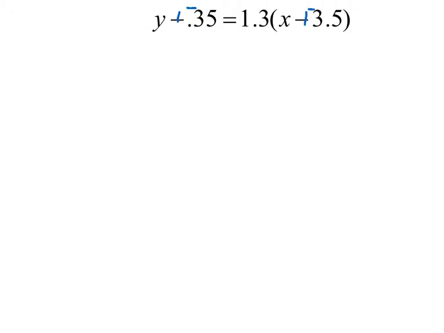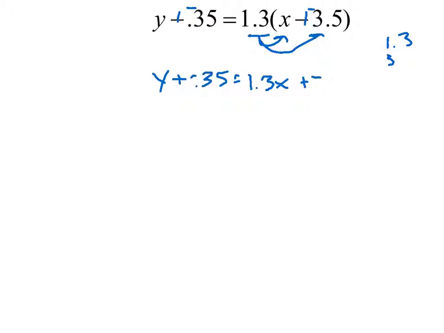Distribute. Lovely. Y plus negative 0.35. 1.3 times x, that's 1.3x. And 1.3 times negative 3.5. Immediately I go, ooh, bad date. I'm going to go ahead and put that negative down immediately. I'm going to do 1.3 times 3.5.